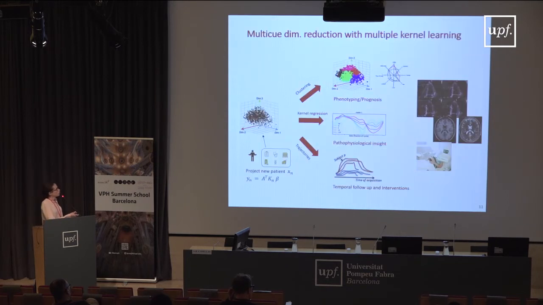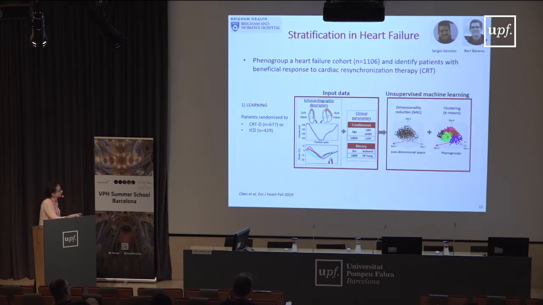So from the echo, we extracted volume and deformation patterns, regional deformation patterns of the myocardium, and combined them with other clinical parameters such as age, sex, and timings from the electrocardiogram. The idea, as I said before, is to use this unsupervised multiple kernel learning to project it into an output space. Here, every dot could correspond to one of these patients.